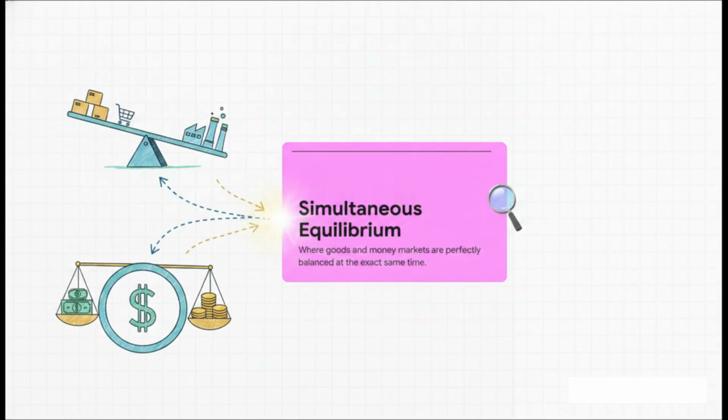And the solution to that massive puzzle actually has a specific name. It's called simultaneous equilibrium. This is our ultimate goal today. It represents this one single magical point where both the goods market and the money market are perfectly balanced at the exact same time. Historically, you might know this as the Hicks-Hansen synthesis. It's essentially the sweet spot. No excess goods just sitting around gathering dust, and absolutely no shortage of money in the financial system.